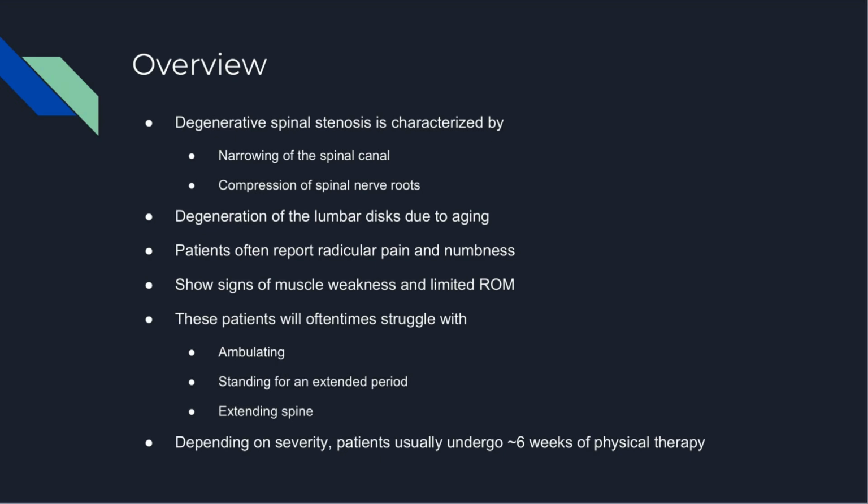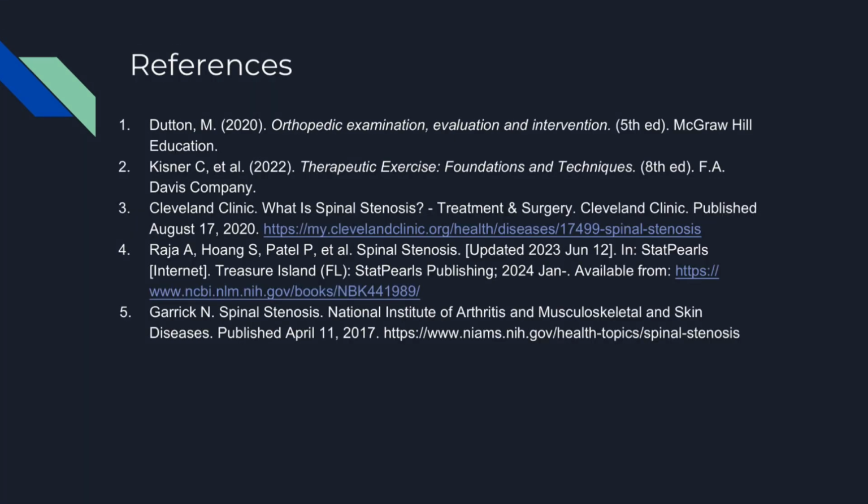Degenerative spinal stenosis is characterized by the narrowing of the spinal canal and compression of spinal nerve roots due to that narrowing, from degeneration of the lumbar disc due to aging. Patients often report radicular pain and numbness and show signs of muscle weakness and limited range of motion. These patients oftentimes struggle with ambulating, standing for an extended period of time, and extending the spine. Depending on severity, patients usually undergo about 6 weeks of physical therapy.